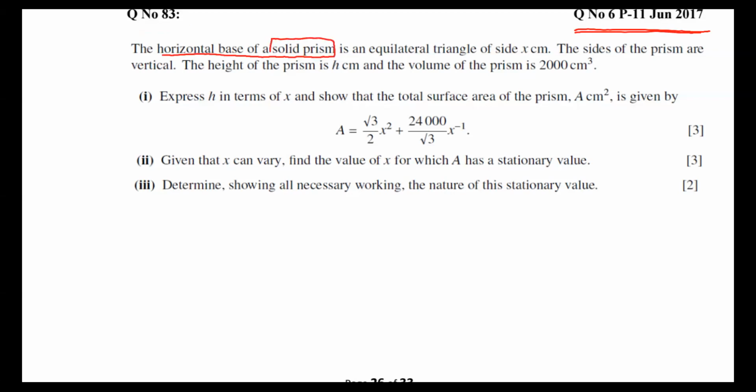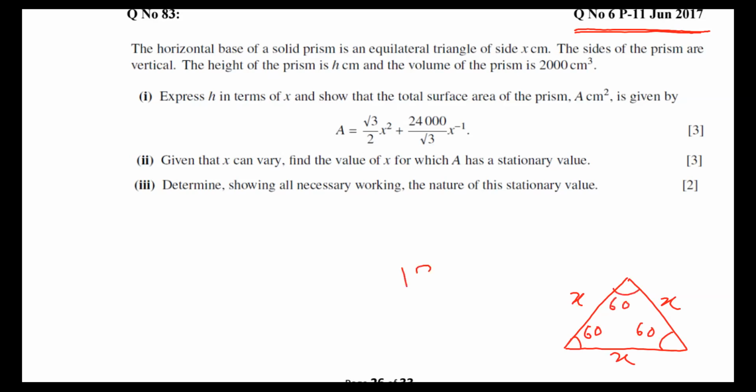Solid means it is not open top, very clear. And an equilateral triangle of side X. Let me make an idea here. First of all, this is an equilateral triangle, so all sides are X, X, and X. And whenever all sides are equal, common sense, all angles are equal: 60 degrees, 60 degrees, and 60 degrees. How did I get 60? Because the sum of 180 divided by 3. So I got 60.